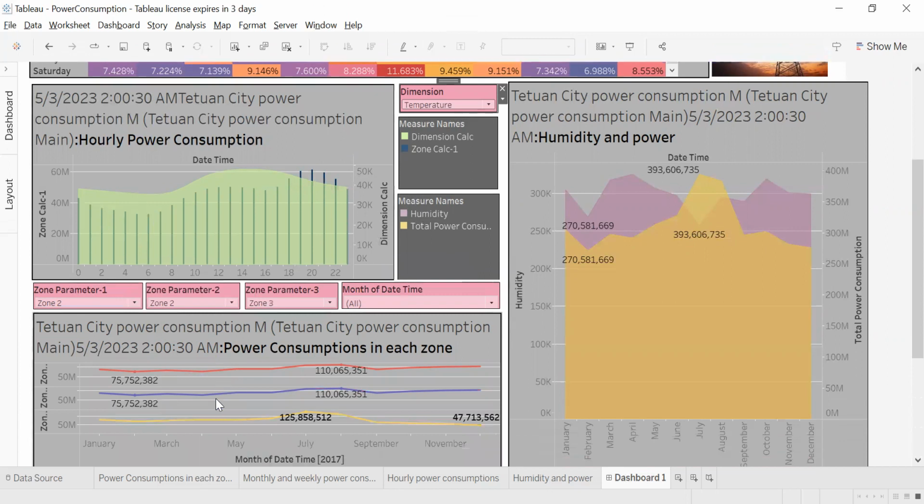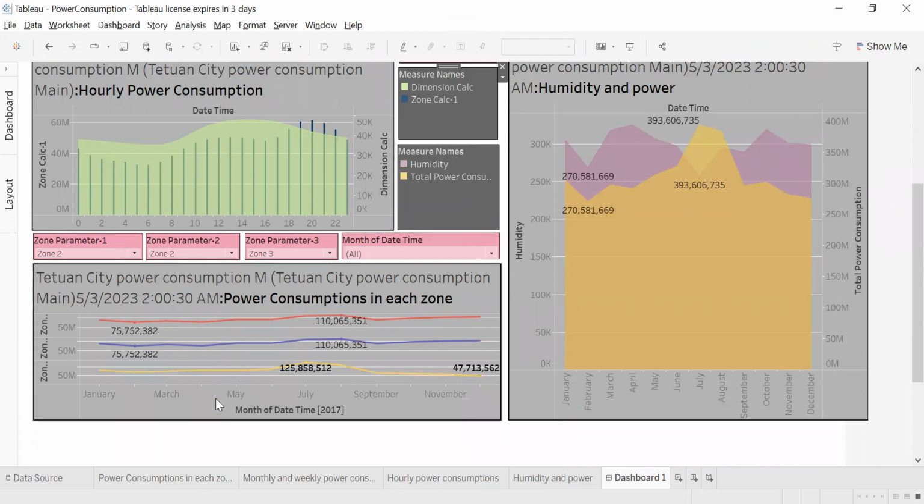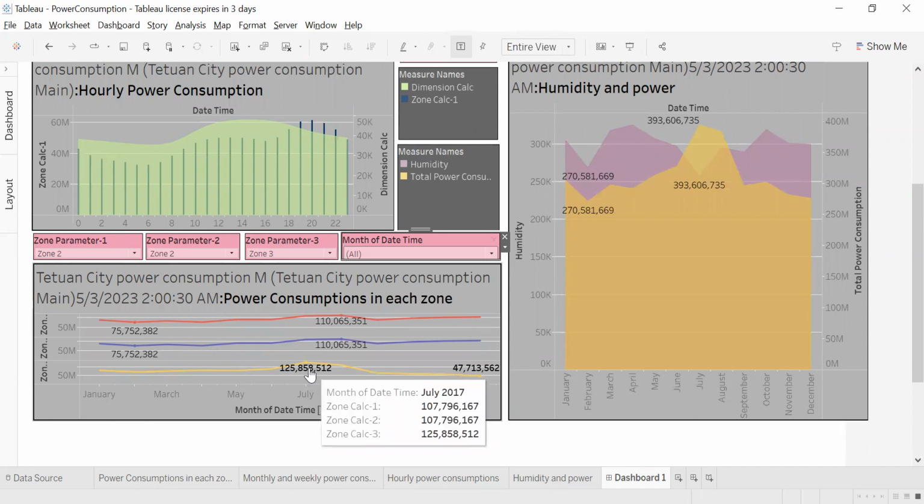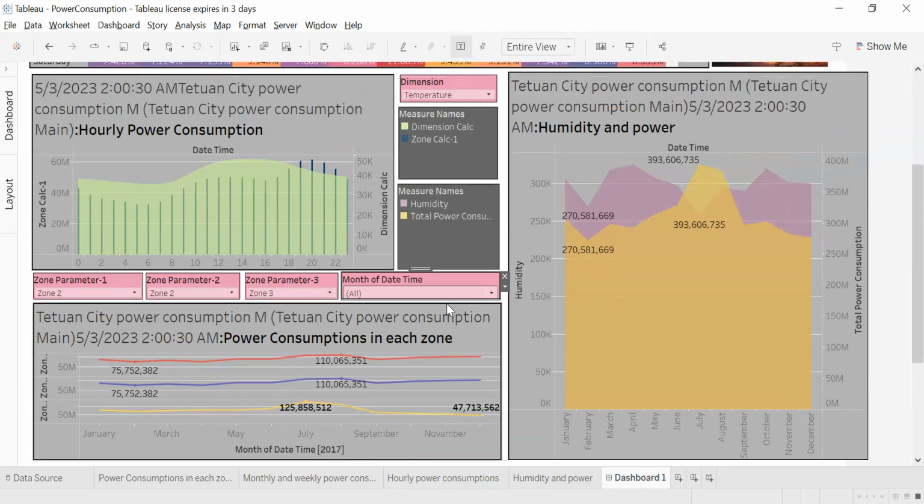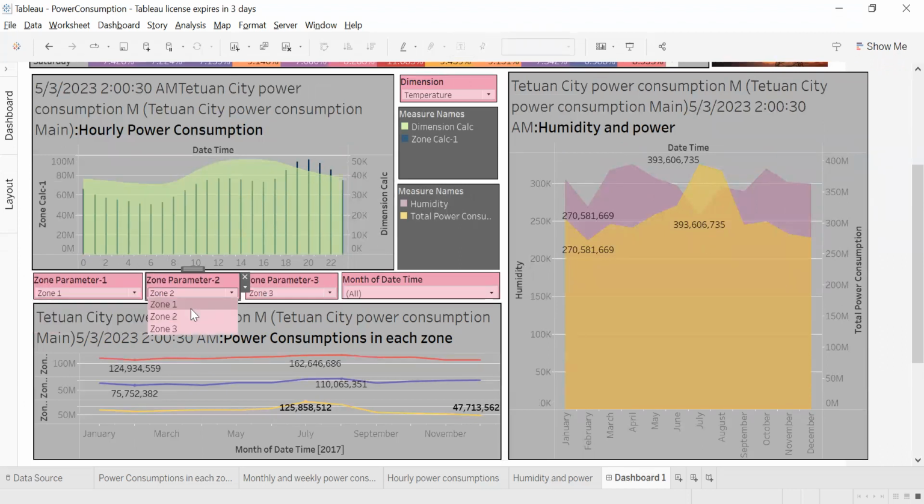Next, in sheet three, we are seeing the power consumptions in each zone. For this, we have created different parameters called zone parameter 1, 2, and 3, along with the month field, where we can select the month we want to see. And here we can see that Zone 3 in the month of July has the highest power consumption, as we have seen before. So we can select the type of zone that we want to watch here accordingly.